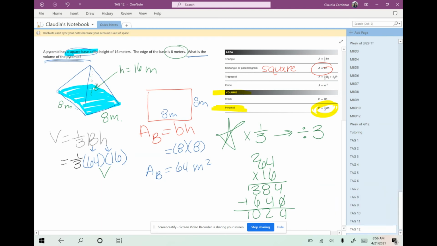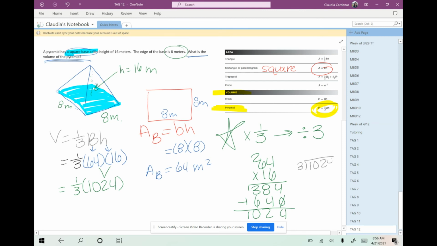And I get 1,024, okay? Well, we have one last step, which is very common to forget, and that is multiplying by 1/3, or like we said, dividing this by 3.